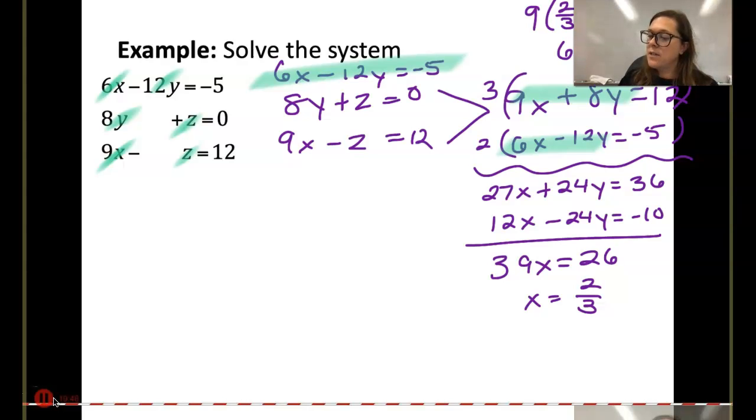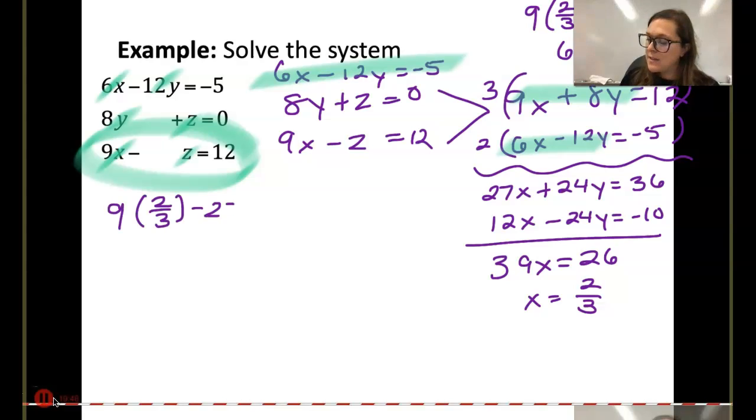Now go back to the original. We have an x, we have a y, so we need a z. So I need one of the equations with a z. I guess I'll go with that one. 9 times our x, which is 2/3, minus z equals 12. 9 times 2 is 18, divided by 3 is 6, minus z equals 12. Subtracting 6 gets us 6. So z is equal to negative 6.